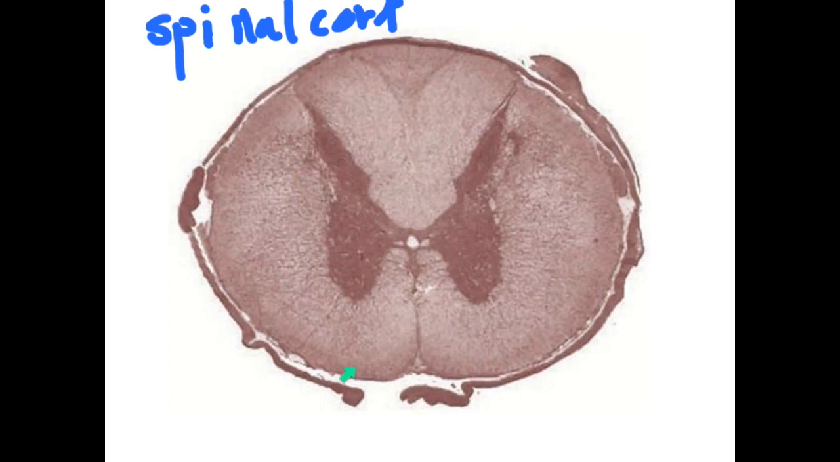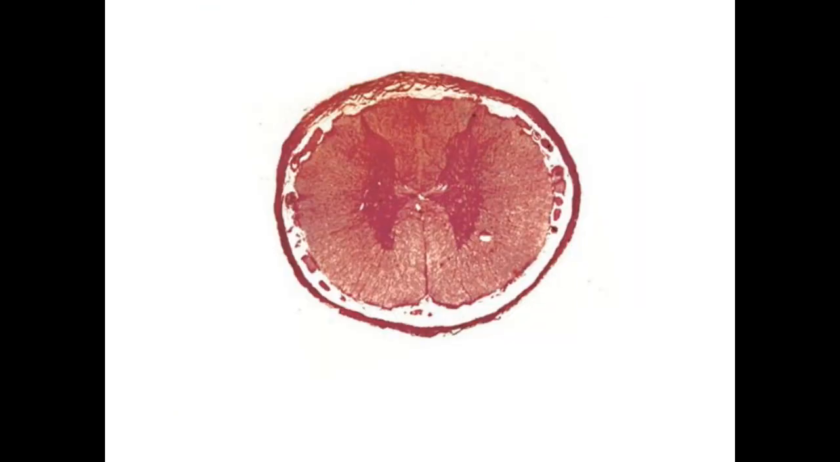Here the section more or less is oval, so this is the cervical level. So this is the cervical level of the spinal cord. This is a section showing a central canal, H-shaped gray matter. So first thing, it is the spinal cord.